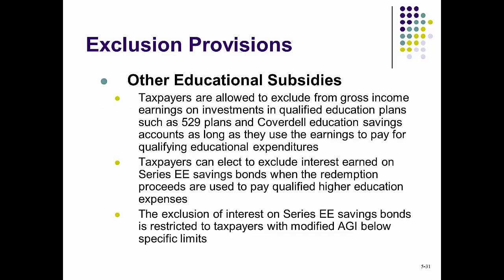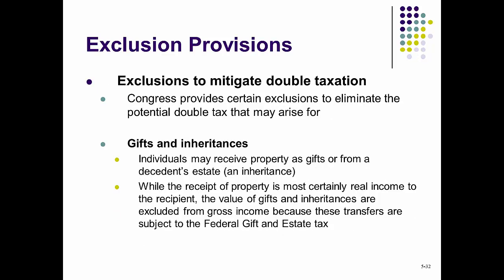What about other educational subsidies? A taxpayer may exclude from gross income earnings on investment in qualified education plans such as the 529. This is based on Internal Revenue Code Section 529 plans, and the Coverdell Education Savings Account, as long as they use the earnings to pay for qualifying education expenditures. The exclusion is subject to phase out based on MAGI. Next are exclusions that reduce or mitigate the possibility of double taxation.